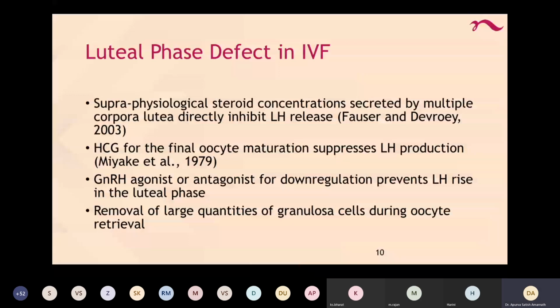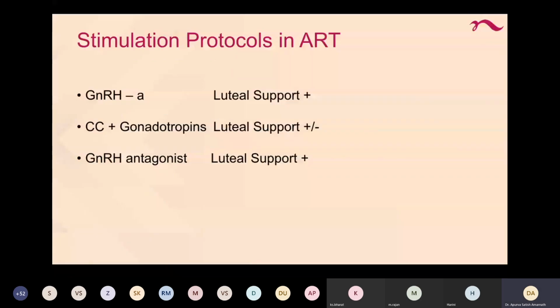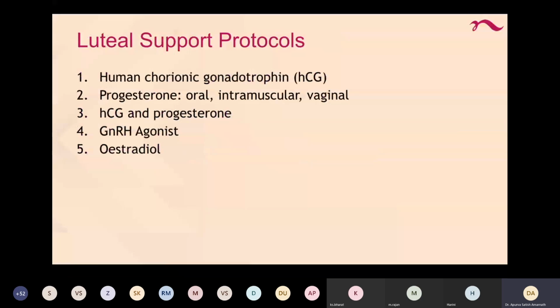It depends on the stimulation protocols also. In patients who are undergoing GnRH agonist or antagonist protocols, luteal support is required. In women who are undergoing IVF with a mild stimulation protocol, where clomiphene citrate with gonadotrophins only is given, luteal support may or may not be given. So what are the common luteal support protocols that are used? One is the HCG. Second is the progesterone, which is the most commonly used one. HCG and progesterone as a combination. GnRH agonist, which is starting to be newly used, and the estradiol. So we'll cover each of these.